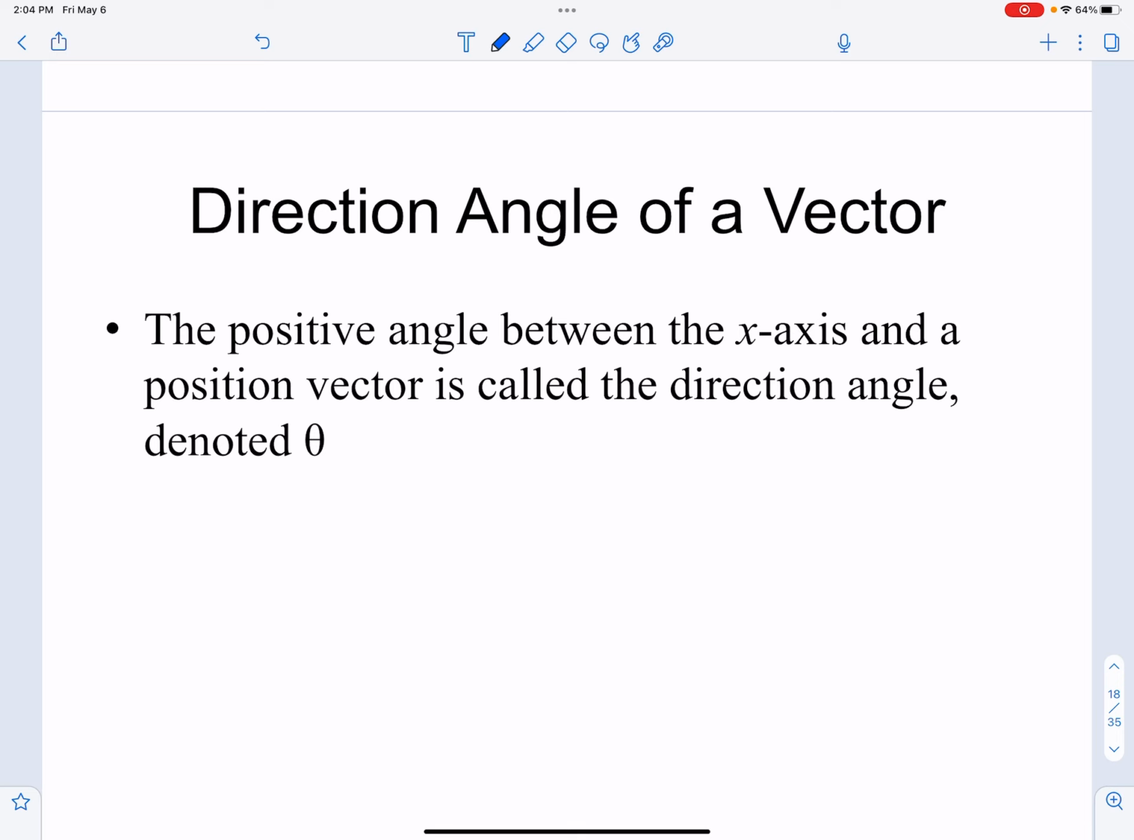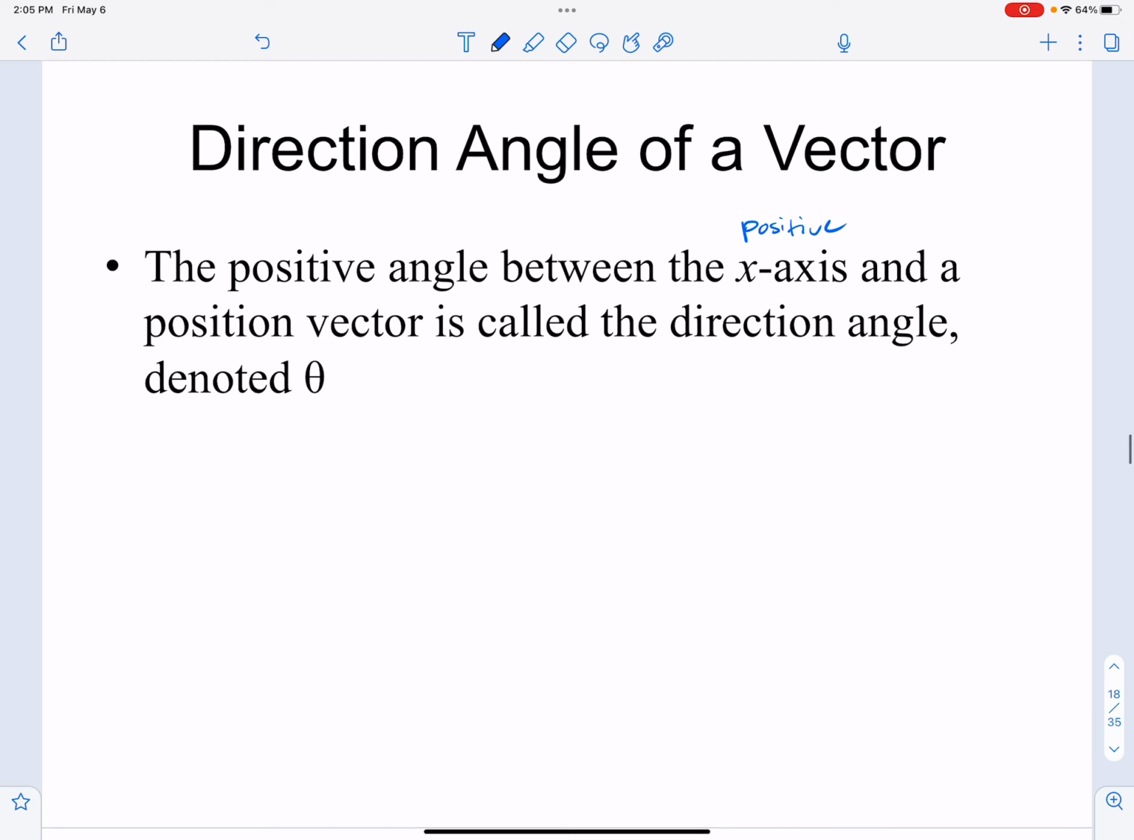Okay, so let's talk direction of a vector. The direction angle of a vector is the positive angle between the positive x-axis and a position vector, so a vector that's in standard position. So it's the angle that's in standard position. Like angles, we think of it as starting on the positive x-axis and then rotating in the counterclockwise direction. That's what we think of as being the direction angle.